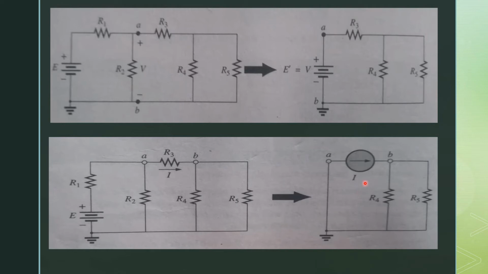So this is basically the substitution method: if you know the voltage across the branch, you can replace it with a voltage source, and if you know the current at this point, you can replace it with a current source.